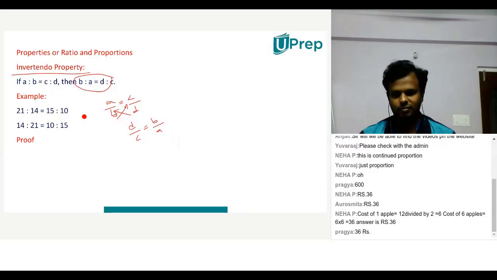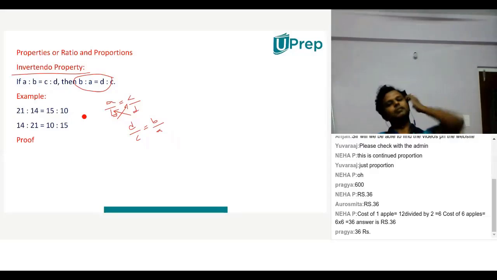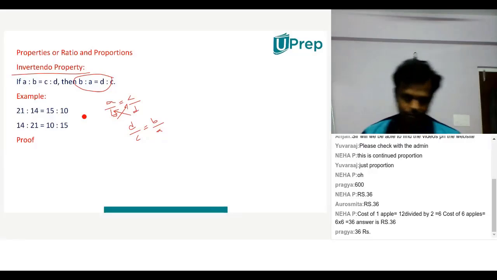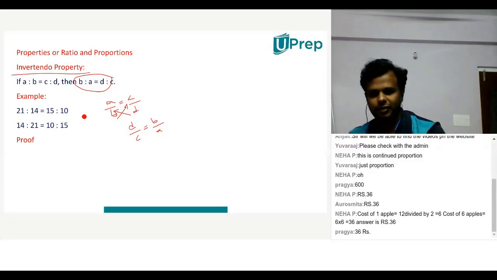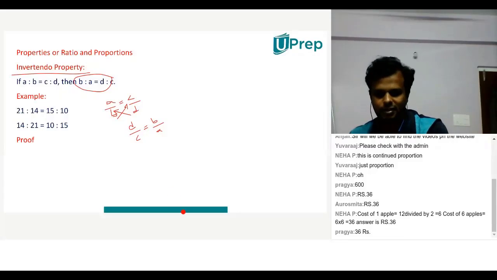In this, like 21 by 14, we just did as 14 by 21 equal to 10 by 15. Yeah. So children, this is the property of invertendo. This is easy.